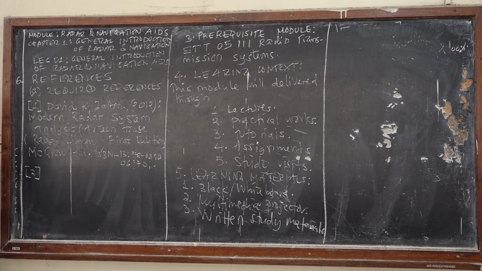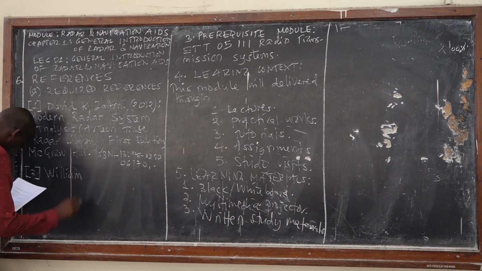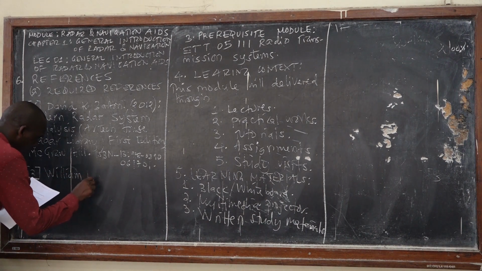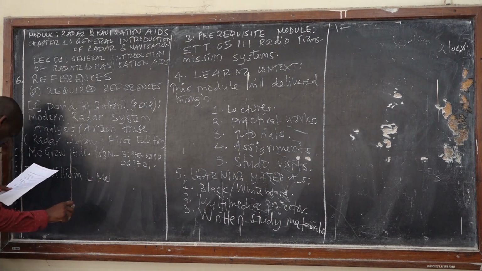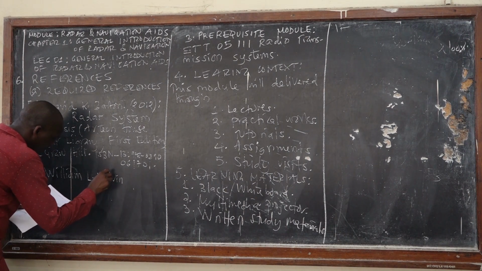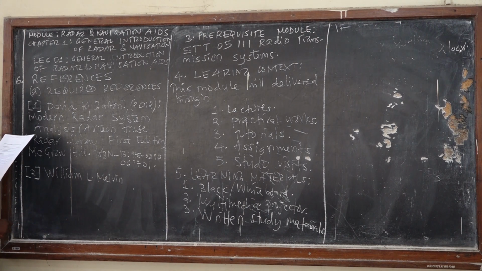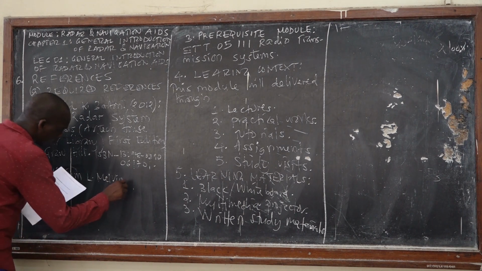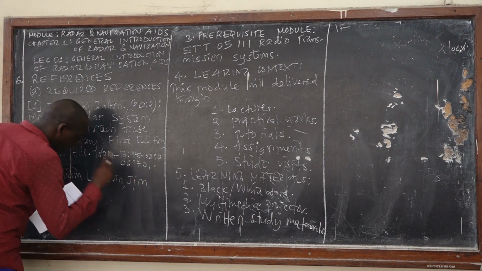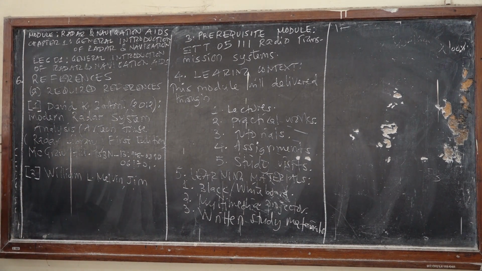Then, ladies and gentlemen, this is the second required reference book. The name of the author is William L. Melvin. This second required reference book has been written by two authors, so we wrote William L. Melvin, comma, Jimmy. Do you have Jimmy in this class? Jimmy what? Jimmy Chi.